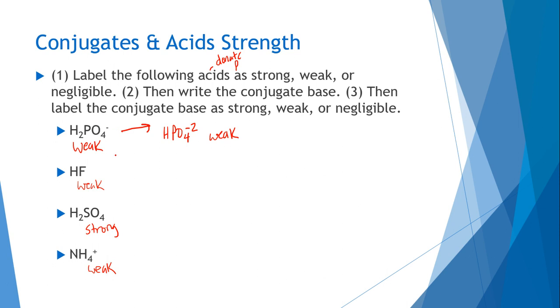From there, we're going to write the conjugate base. So again, remember, acids donate, so we're going to lose a positive charge. So we lose a hydrogen and my charge becomes more negative. So I get F minus 1. Here I have H2SO4. I'm going to lose a hydrogen.